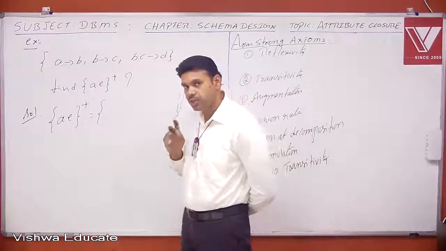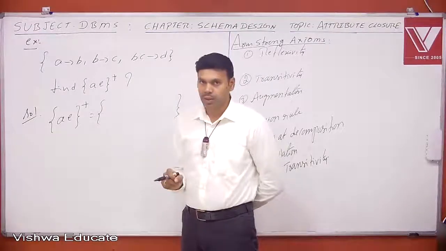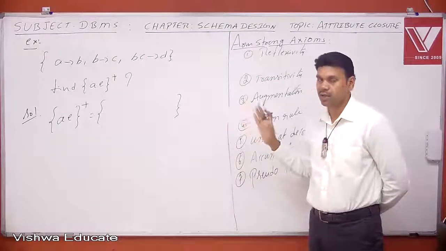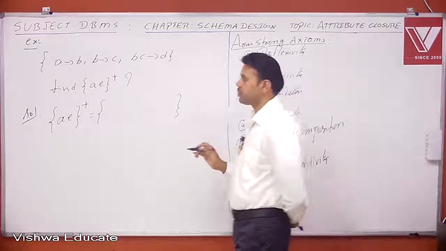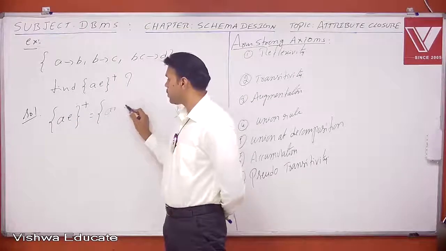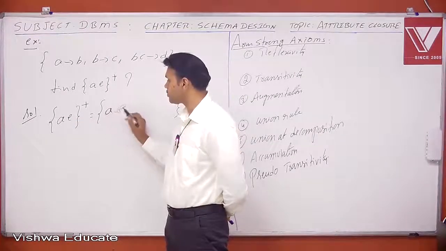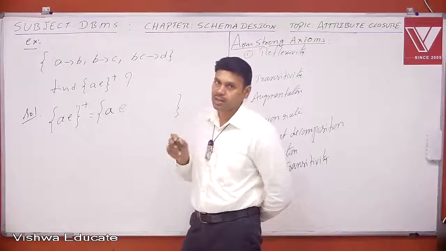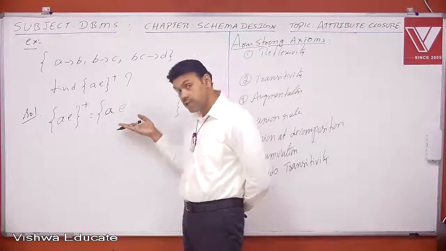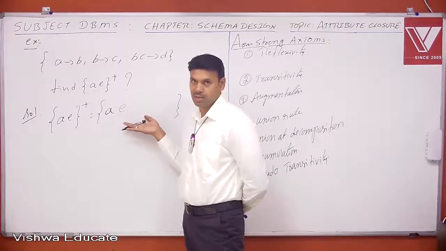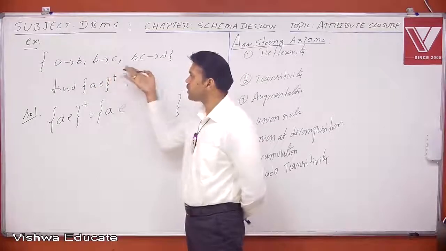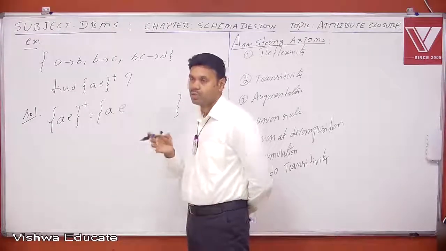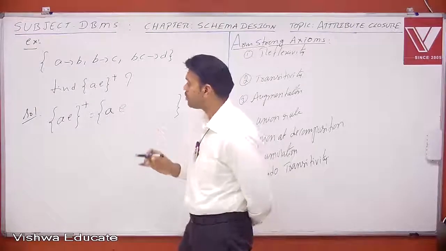When you are computing AE closure, use the reflexivity property. So what is the reflexivity property? Whatever is there on the left hand side, I can write at the right hand side. Right. Therefore, I am taking AE, so I am also taking AE into consideration. Now, you map using given functional dependencies what you can additionally write in this closure set. Once again, map the given functional dependencies and write the newly derived attributes in this particular list. Be attentive and follow me.